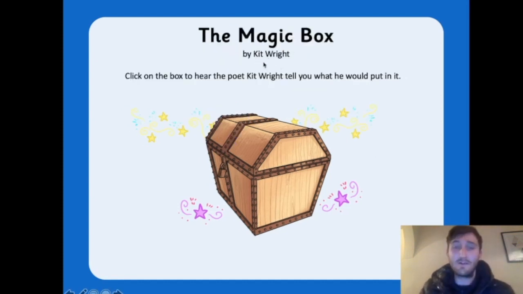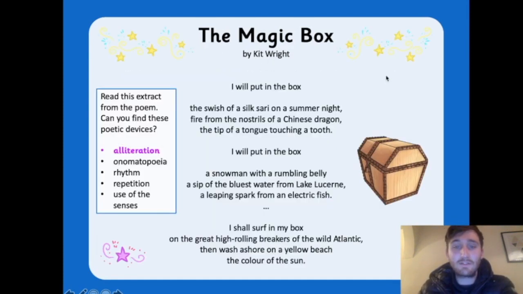So we've got a person called Kit Wright who has written a free verse poem about the magic box. And his goes, I will put in the box the swish of a silk sari on a summer night, fire from the nostrils of a Chinese dragon, the tip of a tongue touching a tooth. I will put in the box a snowman with a rumbling belly, a sip of the bluest water from Lake Lucerne, a leaping spark from an electric fish. I shall surf in my box on the great high rolling breakers of the wild Atlantic, then wash ashore on a yellow beach, the colour of the sun.